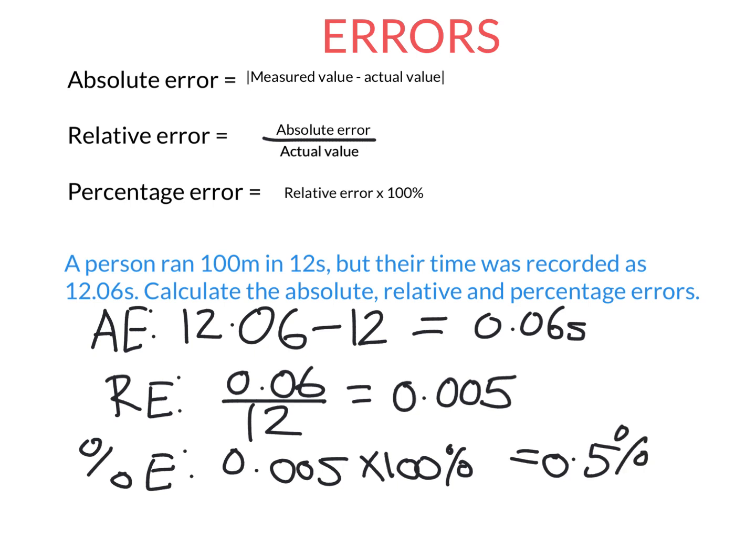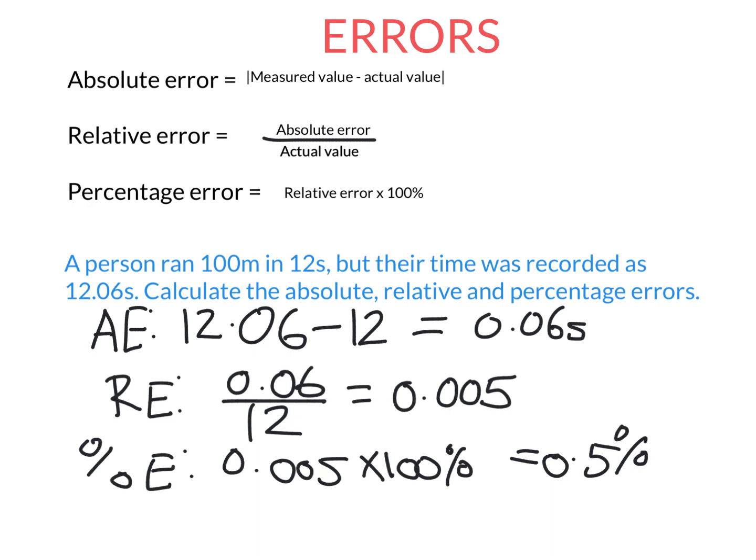So it's 0.5%. Again, the absolute error just tells us the size of the error with no context, whereas the percentage error tells us how big or small the error was in the context of the problem. This is just telling us that the 0.06 seconds by which the time was wrong is very small in comparison to the 12 seconds. It's only an error of 0.5%.